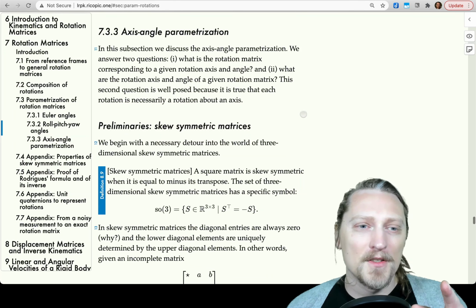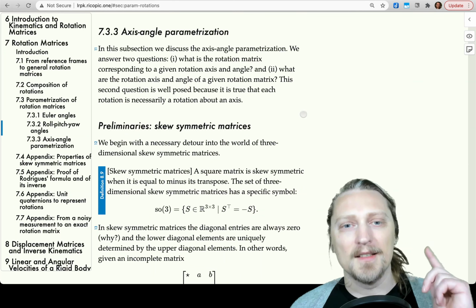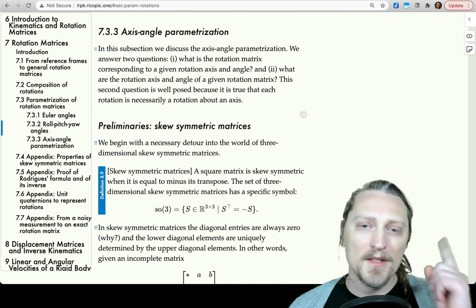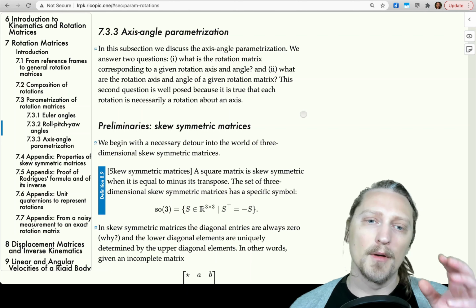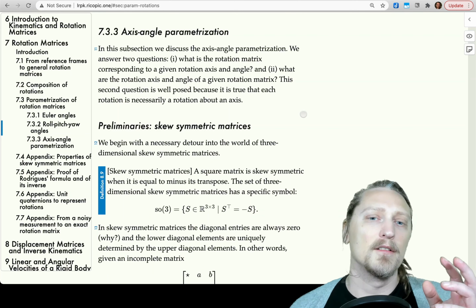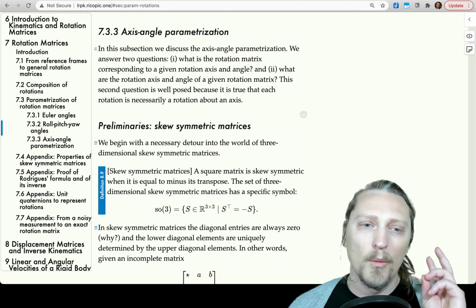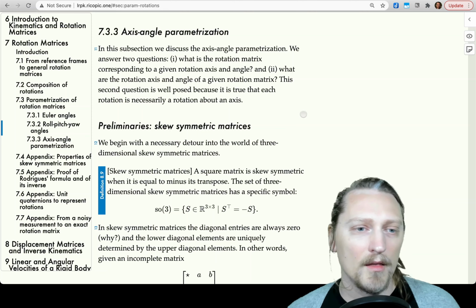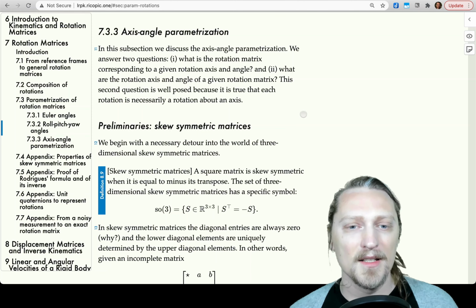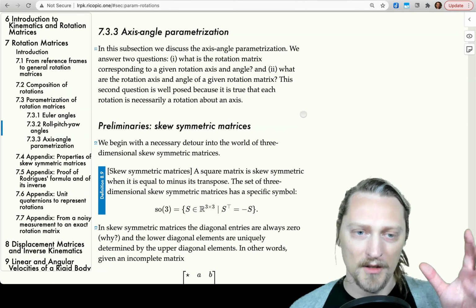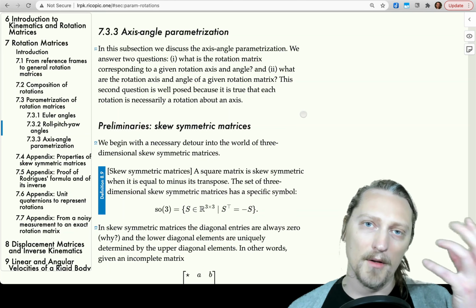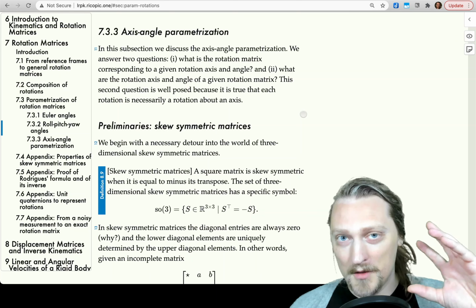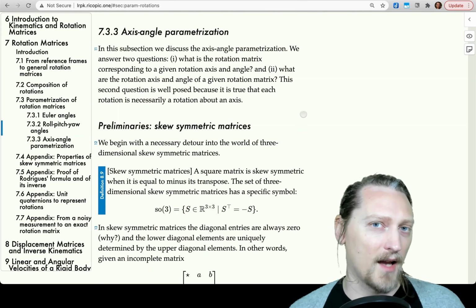Axis angle parametrization. In this subsection, we discuss the axis angle parametrization. We answer two questions. One, what is the rotation matrix corresponding to a given rotation axis and angle? And two, what are the rotation axis and angle of a given rotation matrix? This second question is well posed because it is true that each rotation is necessarily a rotation about an axis. Okay? You might not know which axis it is, but every rotation is a rotation about an axis.